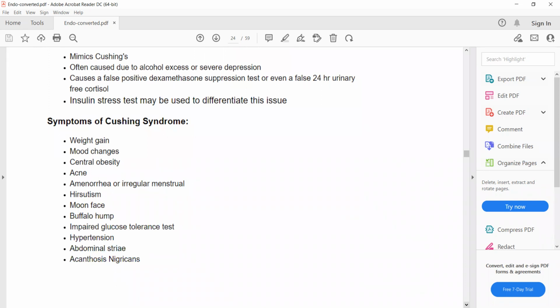Remember that, as I told you previously, growth hormone, cortisol, and glucagon, all of these are hormones. They cause gluconeogenesis and thus result in hyperglycemia.